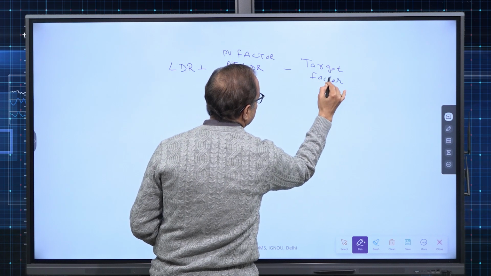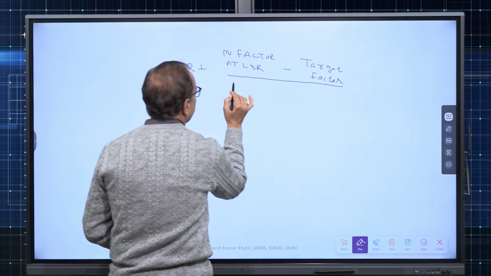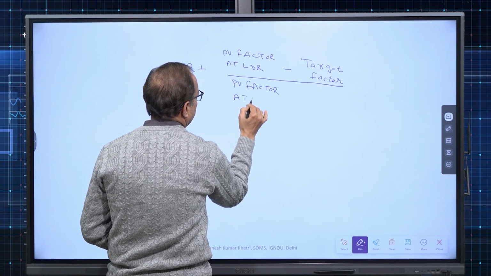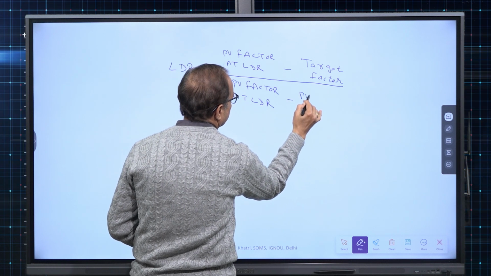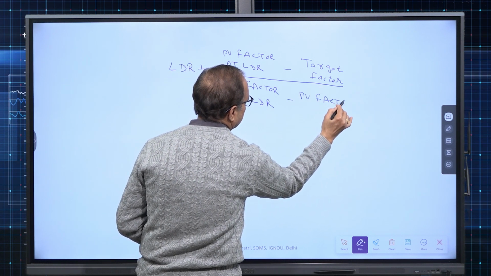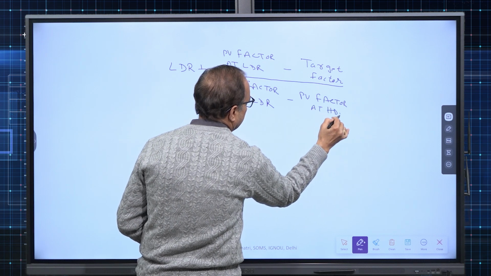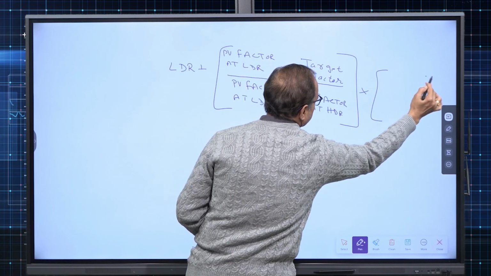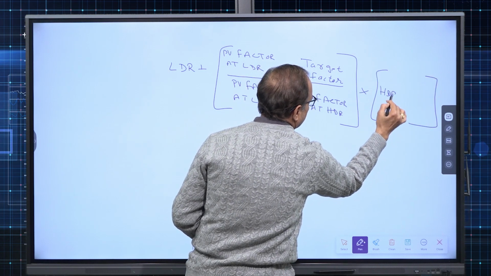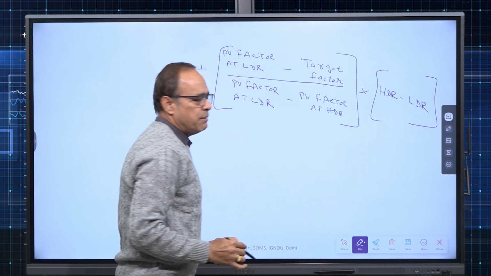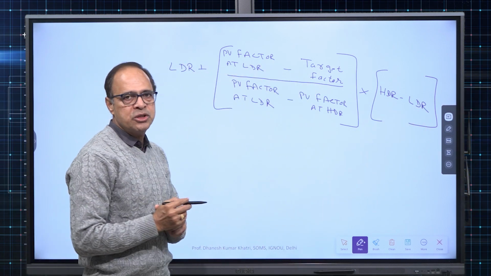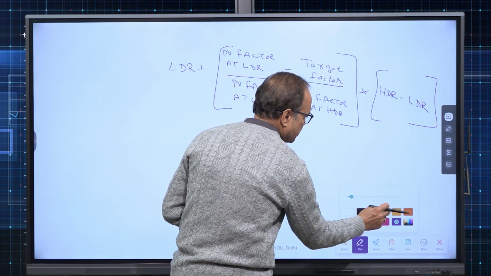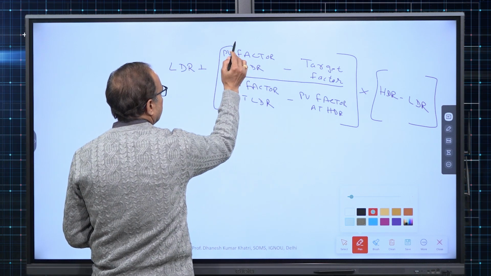So, target factor is the payback period you have calculated divided by PV factor at LDR minus PV factor at HDR. HDR is higher discount rate multiplied with difference between both the discount rates, HDR minus LDR. By solving this, you can easily work out approximate value of IRR. Solution mechanism for this equation is simple. First of all, solve this part.